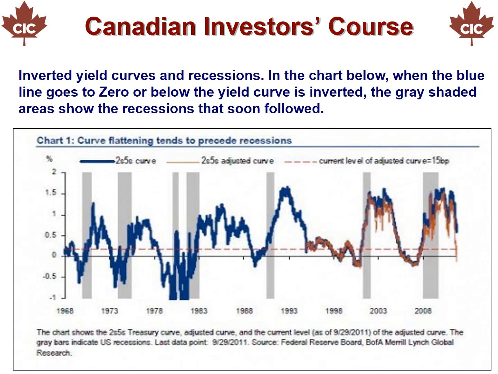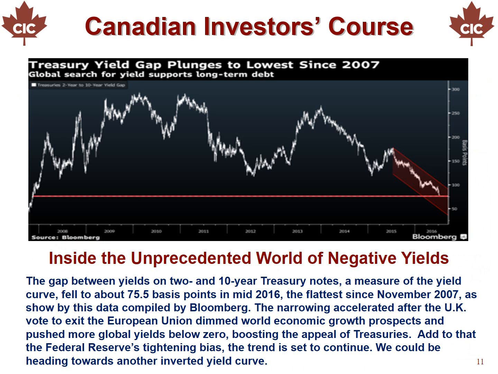Inverted yield curves don't always cause recessions. More often than not, they do go in tandem, however. So here we are in a world today of unprecedented negative yields. The gap between yields on 2- and 10-year Treasury notes, a measure of the yield curve, fell to about 75.5 basis points in mid-2016, the flattest since November 2007. This means that 2-year and 10-year rates were almost the same, as shown by data compiled by Bloomberg.